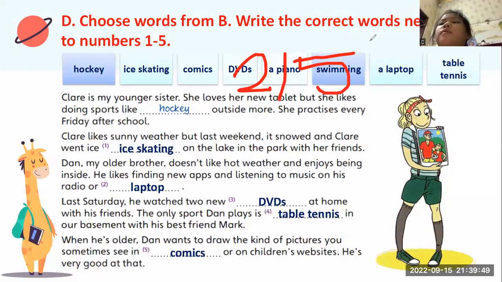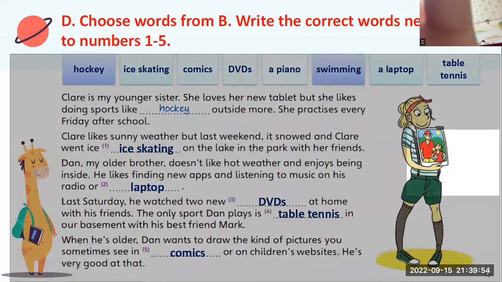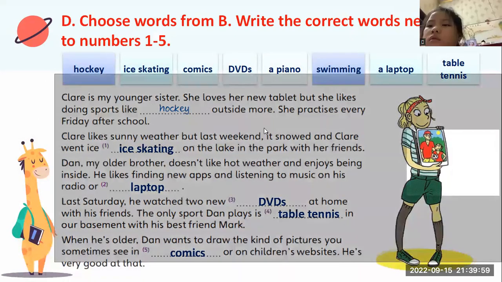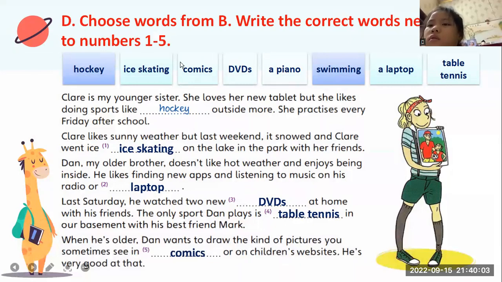So now, Elsa, I want you to read this together with the correct answers. Can you please read this one loudly, Elsa? Okay. Cherry is my younger sister. She learned a new sport. She likes doing sports like hockey outside. She practices every Friday after school. Cherry likes sunny weather. But last weekend it snowed and Cherry went ice skating on the lake in the park with her friends.